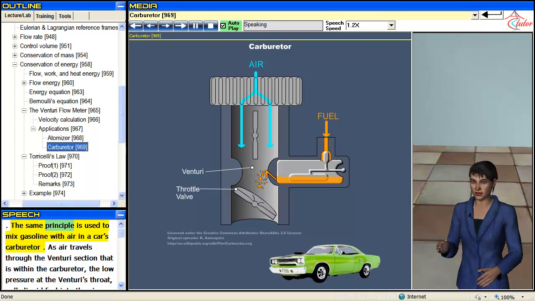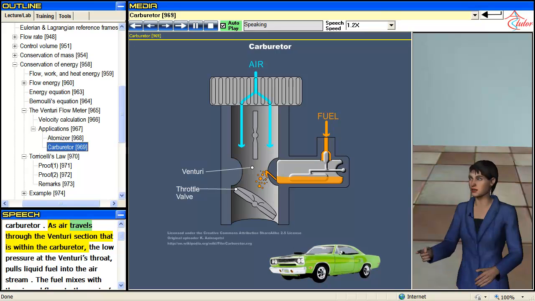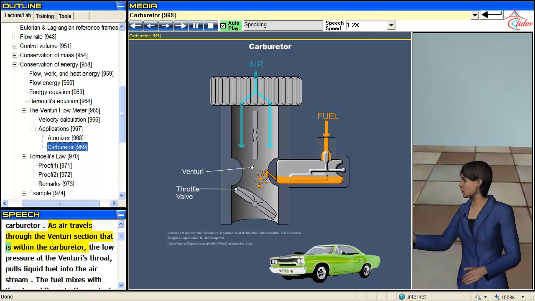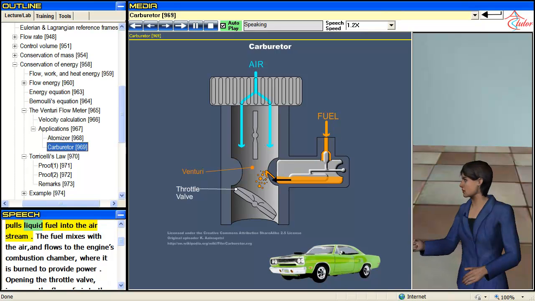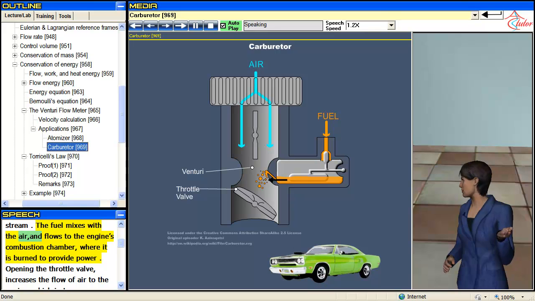The same principle is used to mix gasoline with air in a car's carburetor. As air travels through the Venturi section that is within the carburetor, the low pressure at the Venturi's throat pulls liquid fuel into the air stream. The fuel mixes with the air and flows to the engine's combustion chamber, where it is burned to provide power.